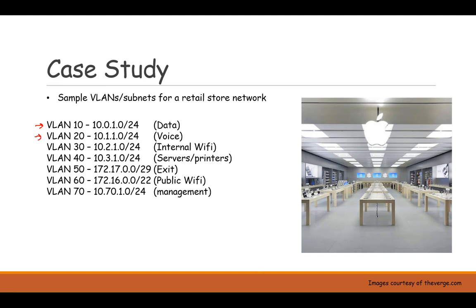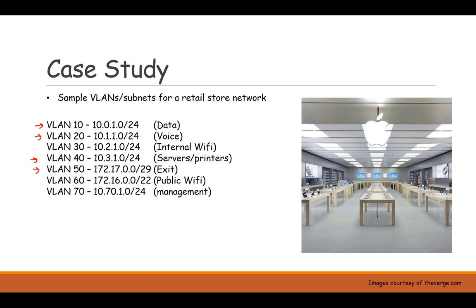And then the internal Wi-Fi for the handheld iPhones and the stuff that they use to check out, and for the staff devices too, for them to connect. And I like to create a separate VLAN for servers and printers here, VLAN 40. And it would also have the point-of-sale servers, the security system, and printers for the repair shop and the back office, etc.